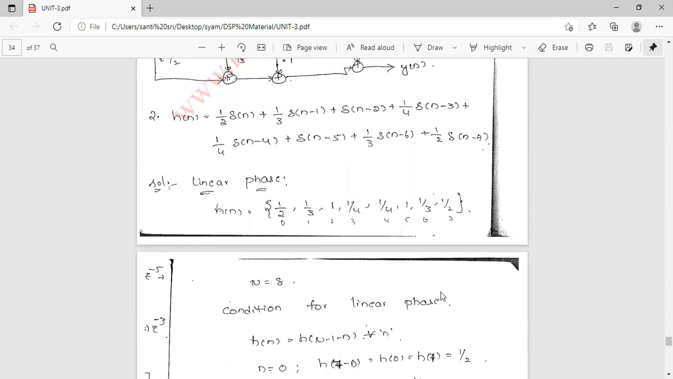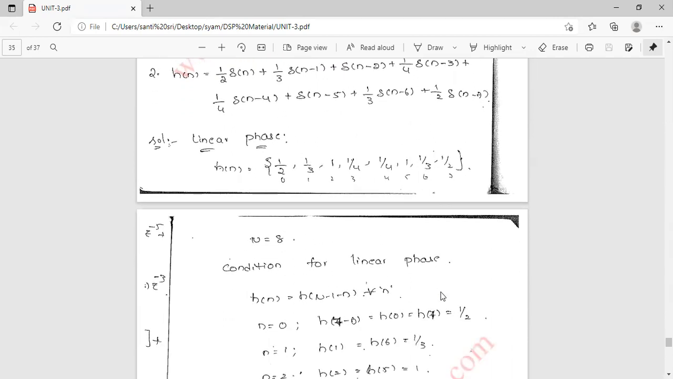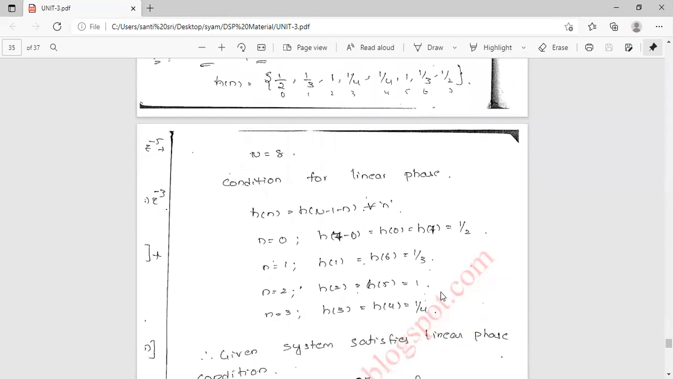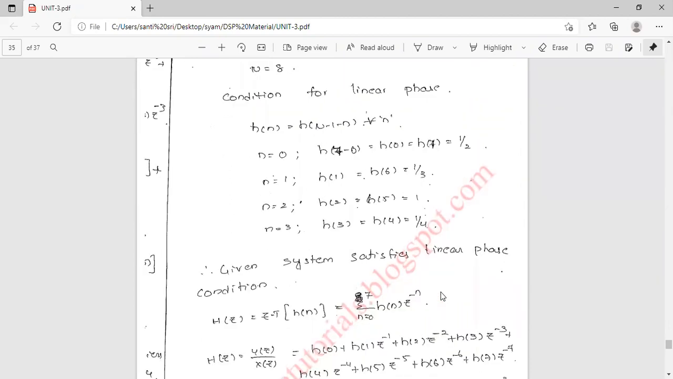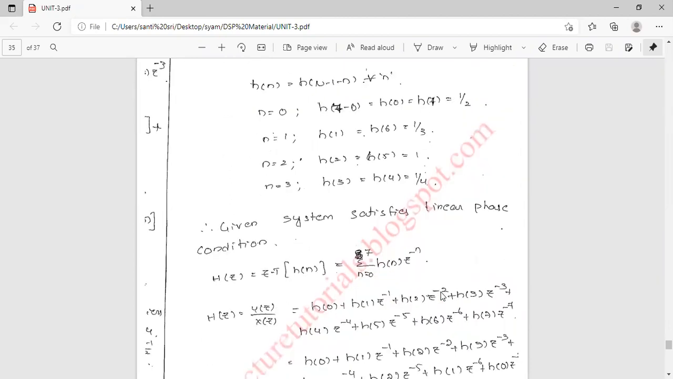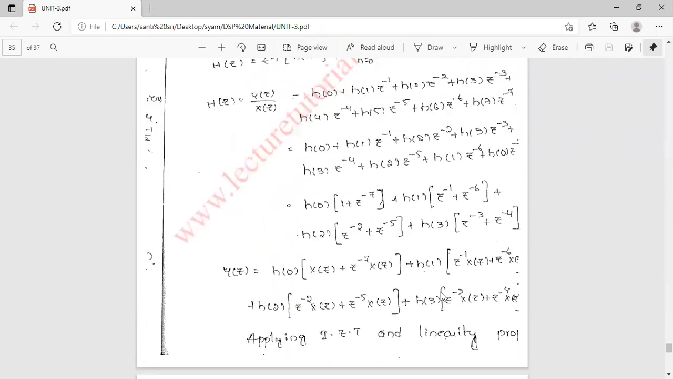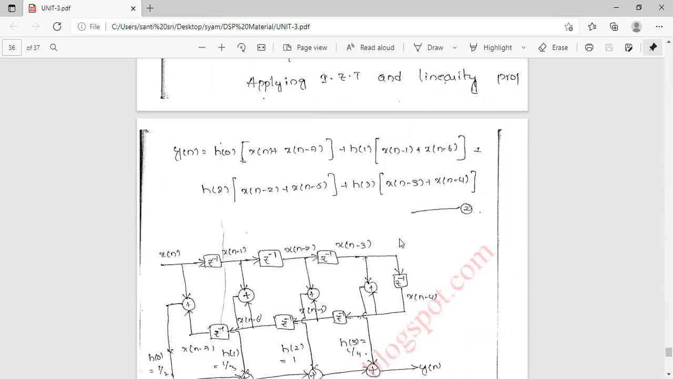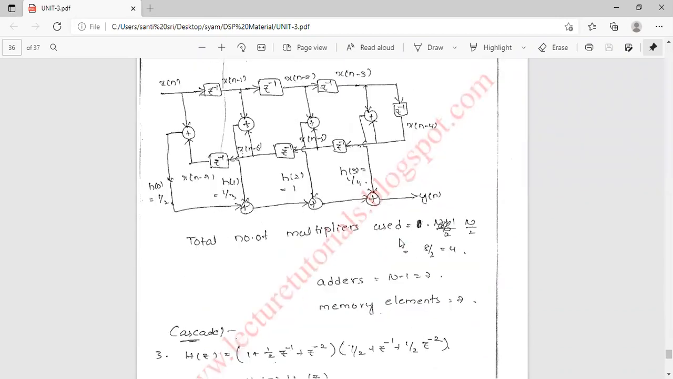So N equal to 8. The condition for linear phase is h of n equal to h of 8 minus 1 minus n, that is 7 minus n. Okay. So substituting n values 0, 1, 2, 3, we get these values. After that we will get the expression like the same as above.